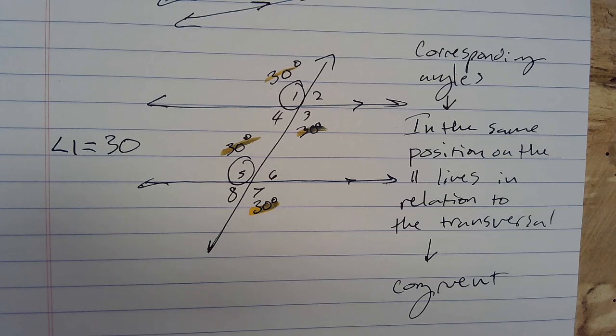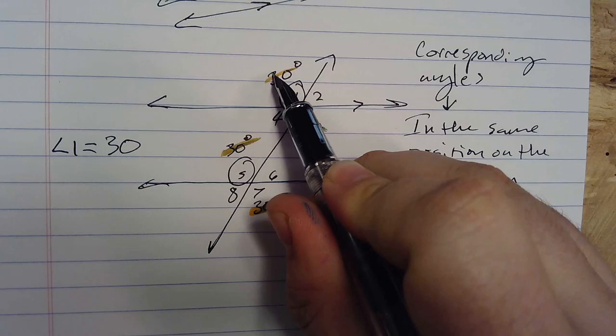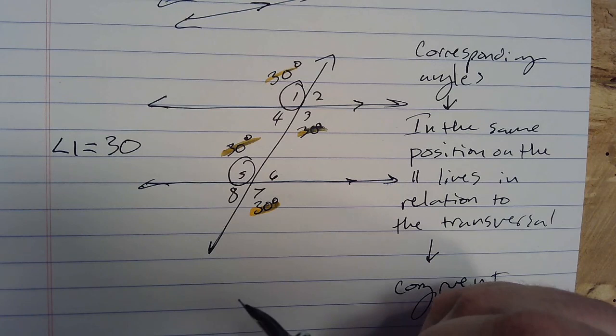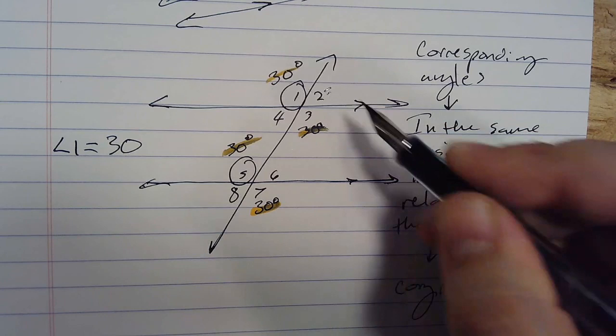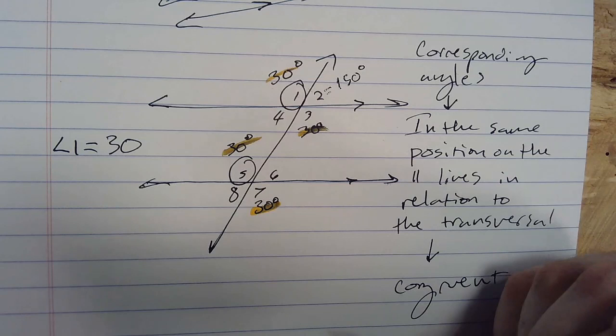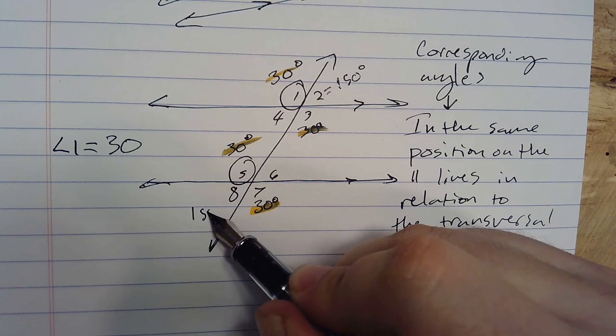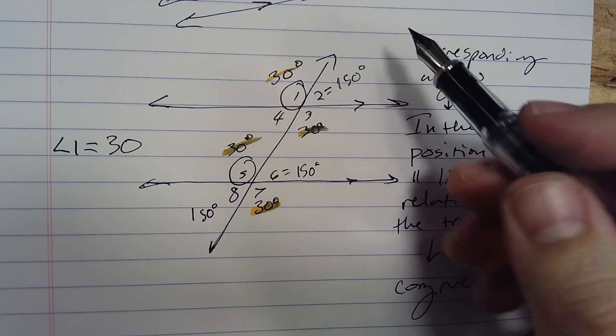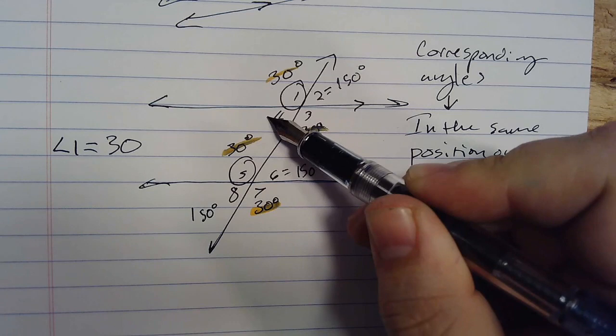All right, if we look, hey, this is a line. That means if 1 is 30 degrees, this plus that has to add up to 180, because those two angles are supplementary. That means that 2 must be 150 degrees. If 2 is 150 degrees, guess what? Alternate exteriors are equal, so 8 is also 150 degrees. Corresponding angles will also be 150 degrees. And alternate interior, so 4 and 6, will also be 150 degrees.